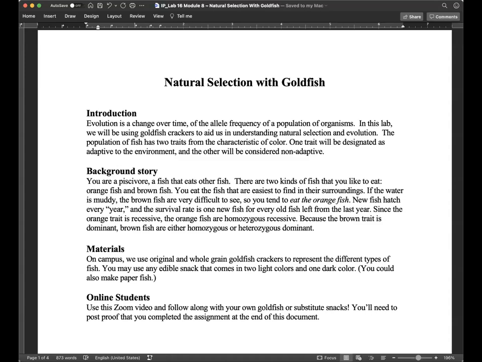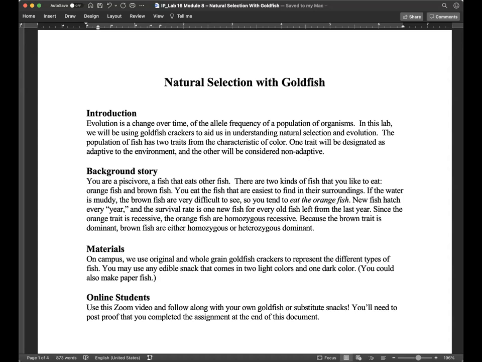Okay, you guys, natural selection with goldfish. The first thing you're going to want to do is find something that you can use to actually do this activity on your own. It's much more beneficial if you can at least make it hands-on in some way. If you don't have goldfish, that's fine.